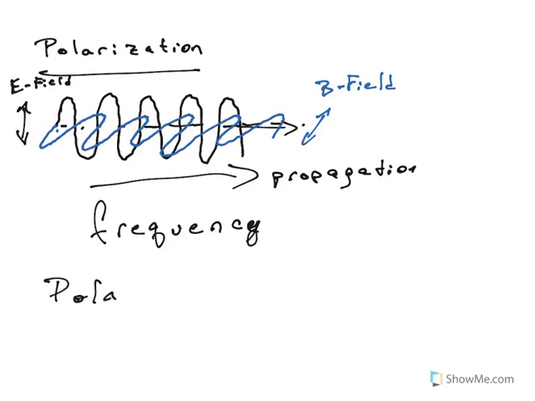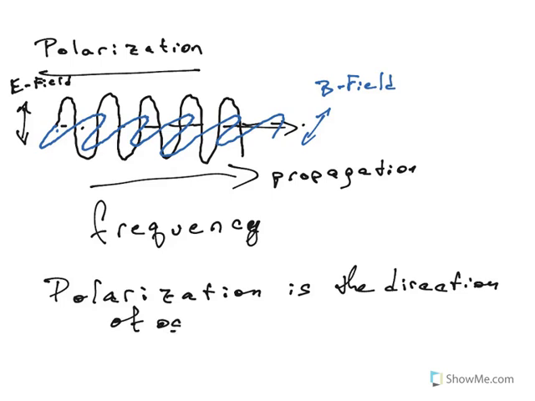So polarization is the direction of oscillation of the electric field. Now again, this is arbitrary because whoever defined polarization could have defined it as the direction of the magnetic field. That's perfectly fine too. But it was defined as the direction of the electric field.